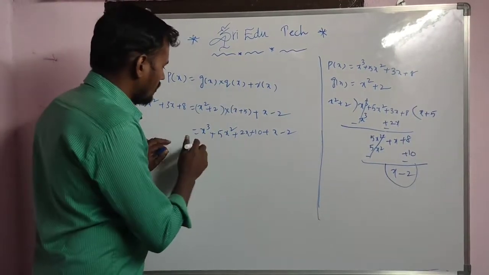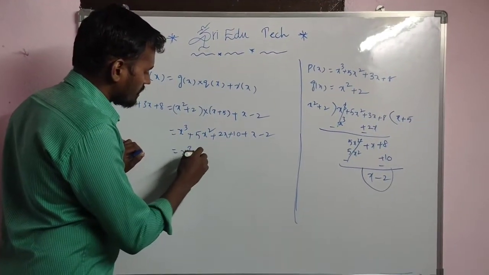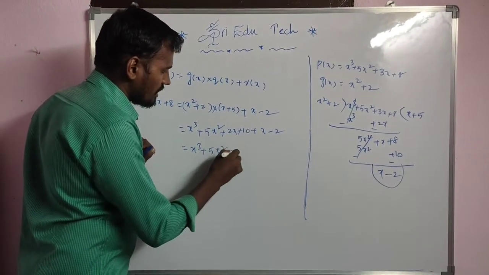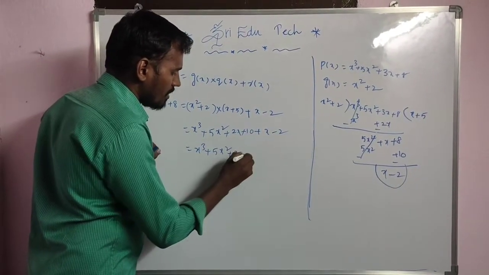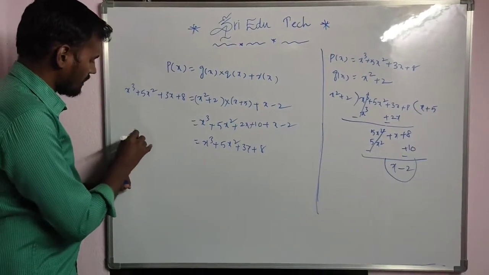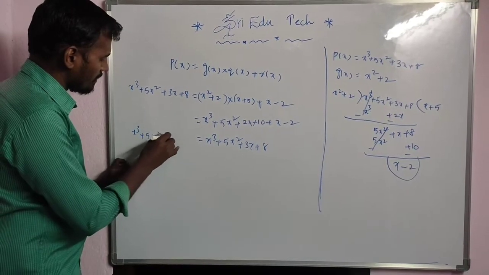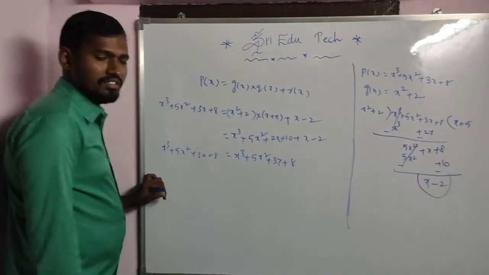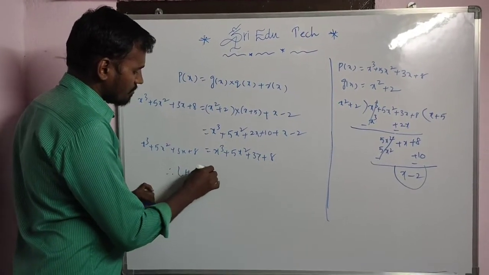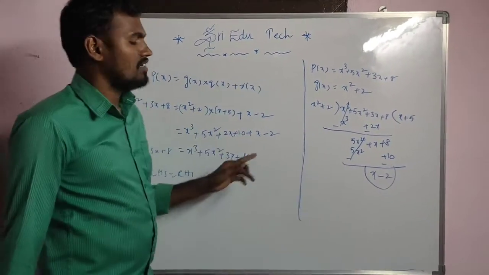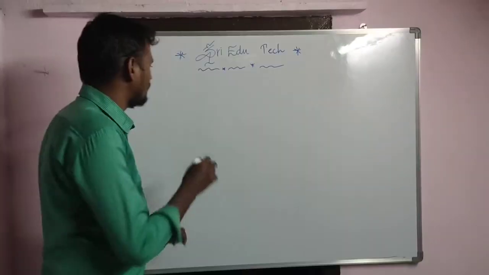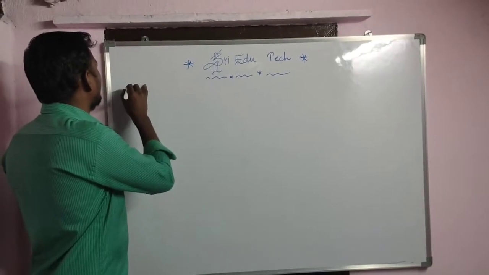See here, x cube plus 5x square plus 2x plus x plus 3x, okay, 10 minus 2 plus 8, right? What is p of x? x cube plus 5x square plus 3x plus, right? So therefore LHS is equal to RHS. So this is the division algorithm. Clear? It is very, very important in this chapter.